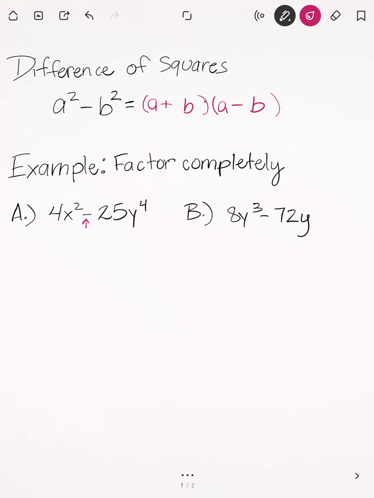From here, all we do is factor. So I want to take the square root of 4x squared. The square root of 4 is 2. Square root of x squared is just x and x. Then we go to 25. The square root of 25 is 5. The square root of y to the fourth is y squared.